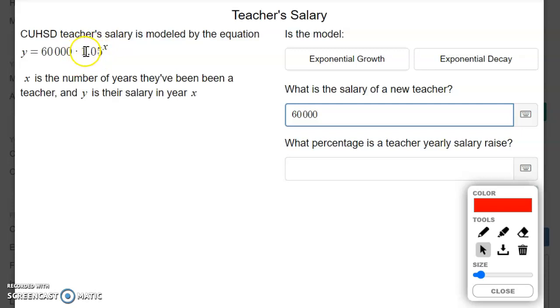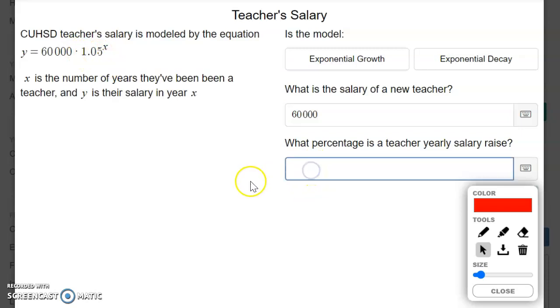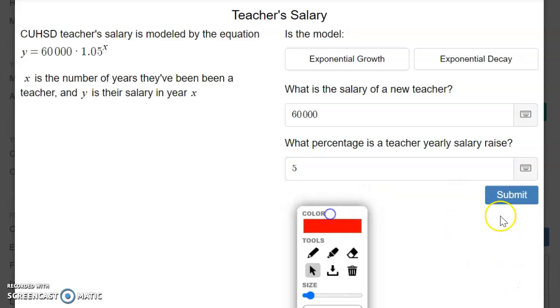Remember, the 1 comes from the fact that we need to multiply the original, and 0.05 is the percentage increase. So we are multiplying by 105%. The 100% comes from the fact that we are adding the original amount. So each year it is increasing by 5%. 0.05 is the same as 5%. Then you submit.